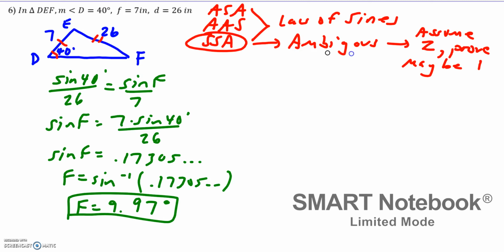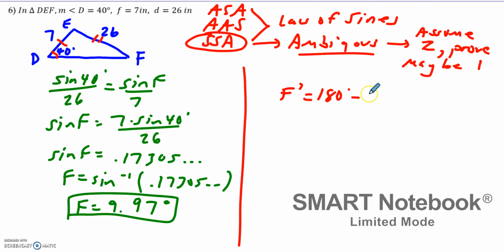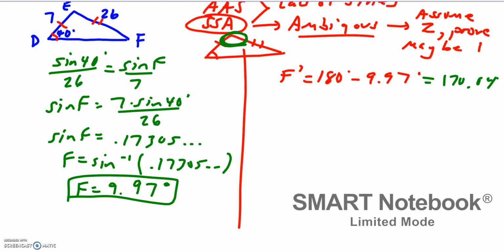Now, because this is the ambiguous case, we may have to assume that there are two triangles and try to prove one wrong. So over here, I have to do a second option. If I have angle F, which is an acute angle, we might also have an angle F prime, which is found by doing 180 degrees minus 9.97 degrees. The reason that's true is if I draw just a general oblique triangle again in this case, and we know this angle, we know this side, and we know this side, I have no idea if this angle is acute or obtuse. So we need to think about both options, and to find the obtuse angle, we just take the supplement. And if I did that, I would get F prime to be 170.04 degrees.